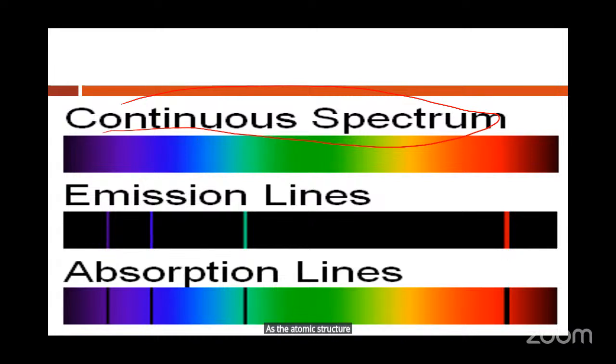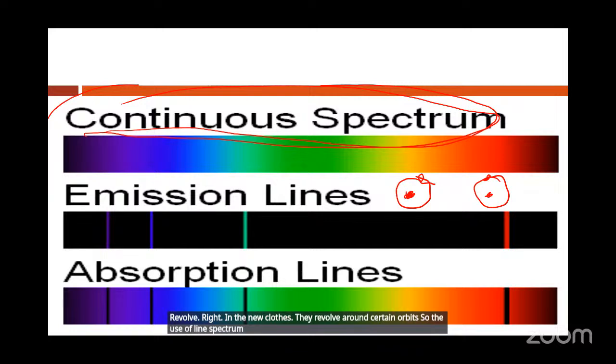Remember, according to Rutherford, you have the nucleus and you have electrons moving around. But Bohr took it a step further by saying that electrons revolve in a certain orbit, which implies that it's not in all the orbits that they revolve around the nucleus. They revolve around certain orbits. So the use of line spectrum was also used to explain this.